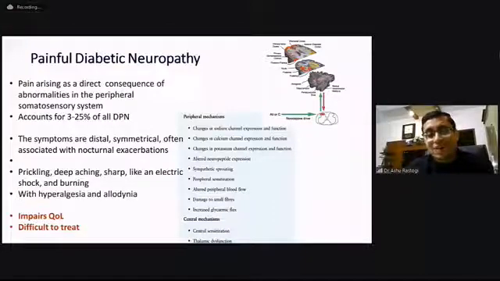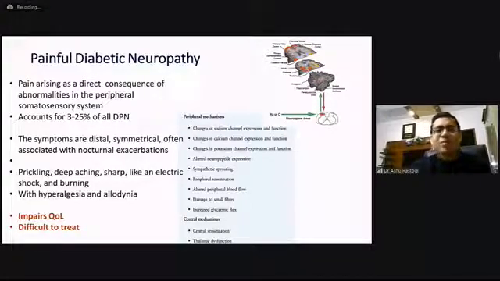This we as physicians are very afraid of, because it is very challenging to manage, and patients are so much worried and so much in trouble because of painful diabetic neuropathy. This is defined by the Toronto consensus as pain that arises as a direct consequence of any abnormality in the peripheral somatosensory system, which is responsible for painful diabetic neuropathy. And you should remember that almost one fifth to around one fourth of patients will have painful diabetic neuropathy.